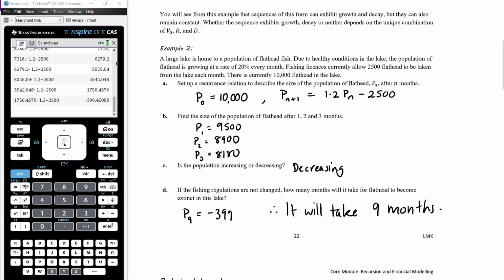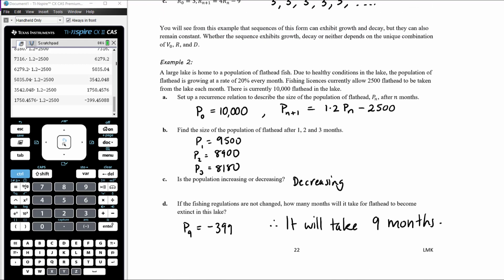A similar question that you might get with something like this would be, okay, well then what do we need to change the fishing license to so that the population doesn't decrease? And that's about thinking about the 20% increase. So the reason that's decreasing is because when we increase by 20% of 10,000 is 2,000 fish. So we're only adding in 2,000, yet we're taking out 2,500, okay? And so that means we get less fish after 1 month.